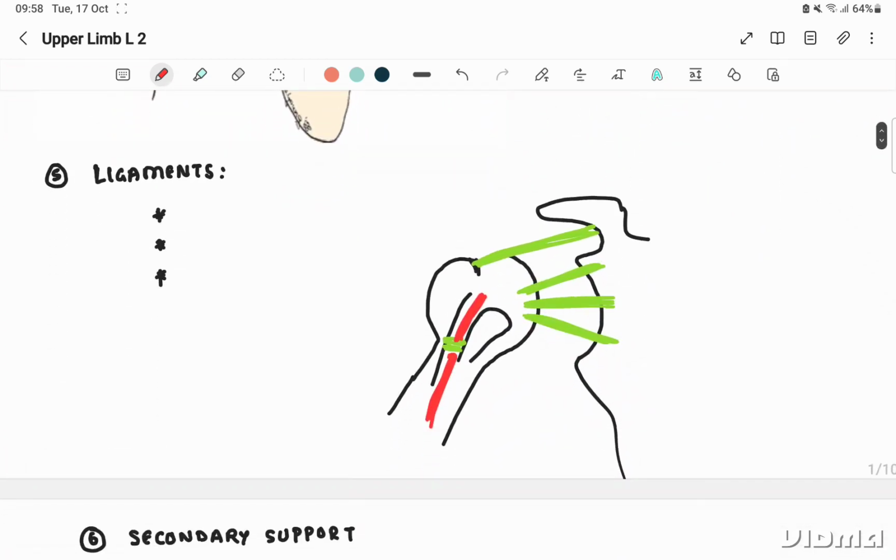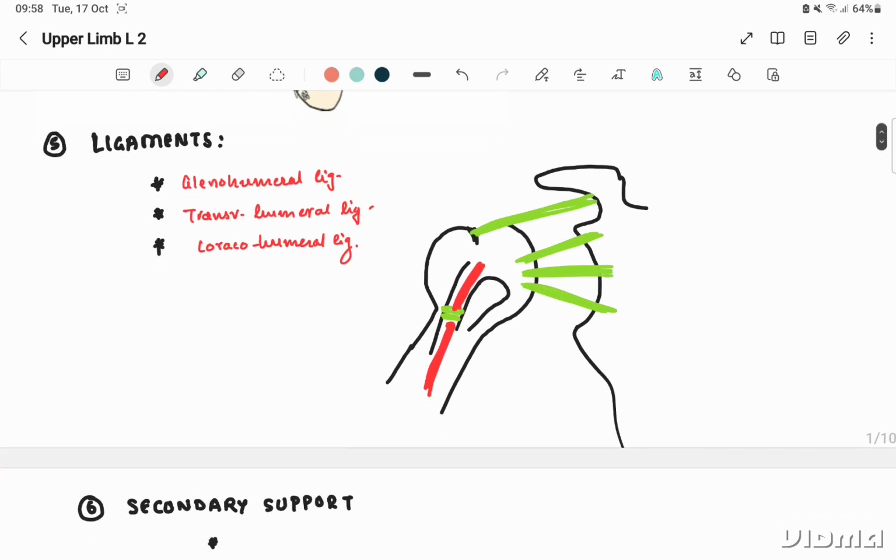Okay. Then you have three ligaments here. We have a glenohumeral ligament, a transverse humeral ligament, and a coracohumeral ligament. Okay, three ligaments are there. First is glenohumeral, transverse humeral, and coracohumeral ligament. So we have these three ligaments. Glenohumeral ligament has three bands: an upper band, a middle band, and a lower band. So these three are the glenohumeral ligaments.